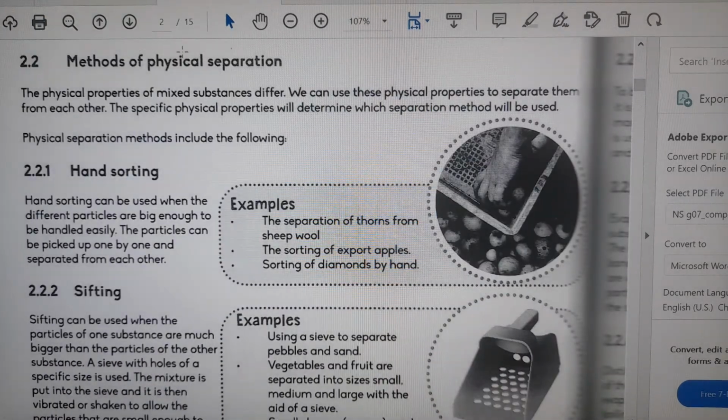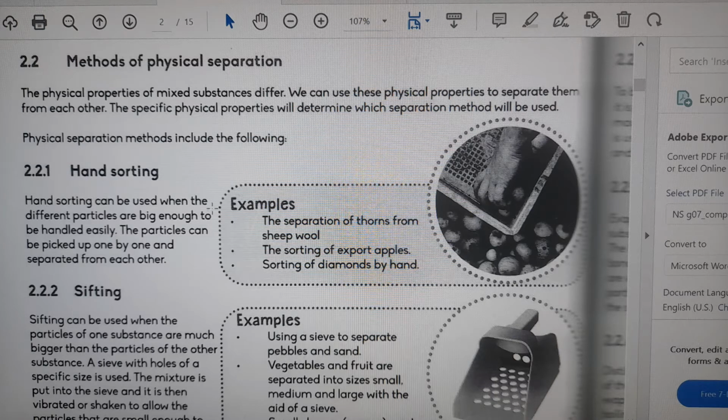Methods of physical separation. How do we separate a mixture? The physical properties of mixed substances differ. We can use these physical properties to separate them from each other. The specific physical properties will determine which separation method will be used. Physical separation methods include the following. Number 1 is hand sorting.